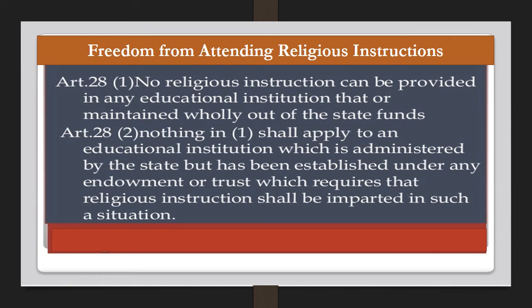Article 28 clause 2: nothing in clause 1 shall apply to an educational institution which is administered by the state, but has been established under any endowment or trust which requires that religious instruction shall be imparted. So if it is administered by the state, but the financial support or aid is given by somebody else or as a trust, then religious instruction can be imparted in those educational institutions.